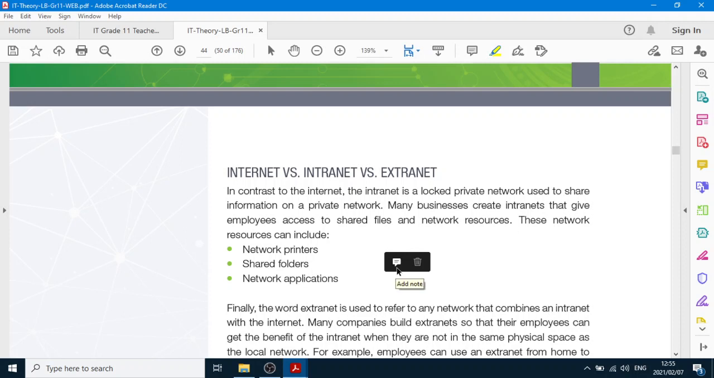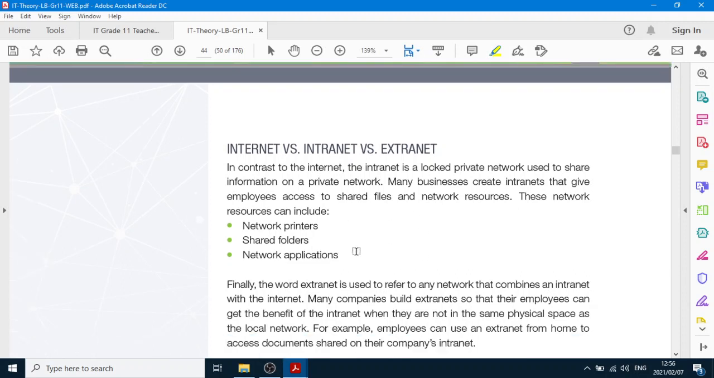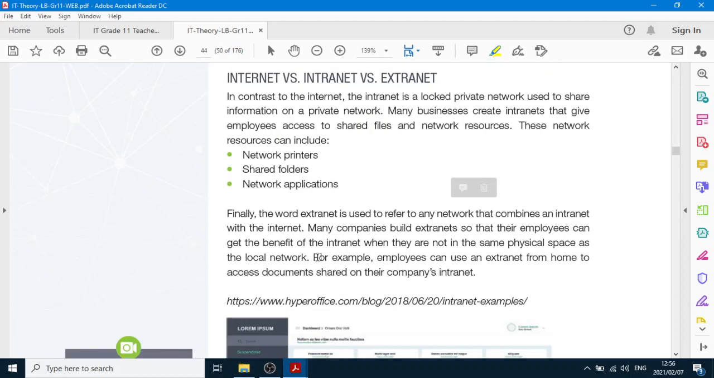Right, so in contrast to the internet, the intranet is a locked private network. We used to share information on a private network. For instance, if you were at school and you only have a few computers and only those computers are connected privately and share files and have access to printers, etc. So it's a private network where you can share printers, folders, and applications. That's an intranet.